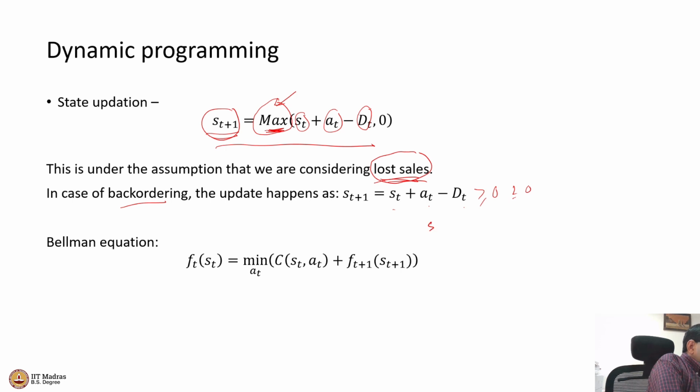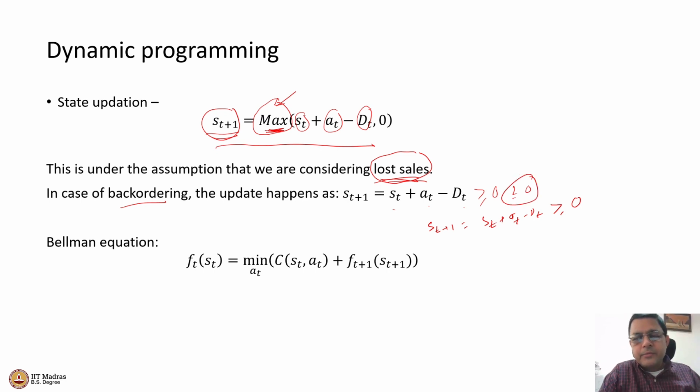Right now we are saying that S_{t+1} is equal to S_t plus A_t minus D_t, and it is always going to be greater than or equal to 0. Therefore there is not even back ordering; this can't become negative. So it is a very restrictive assumption, but let us go ahead with that assumption. As we said, there is no point in not meeting the demand.